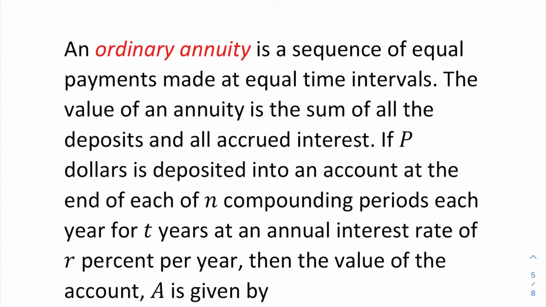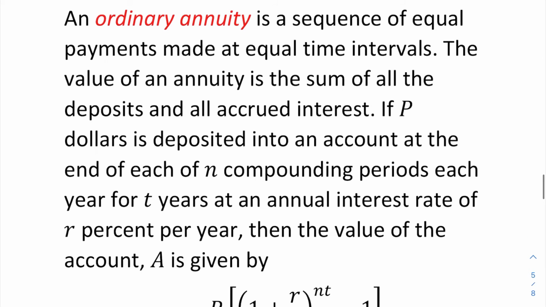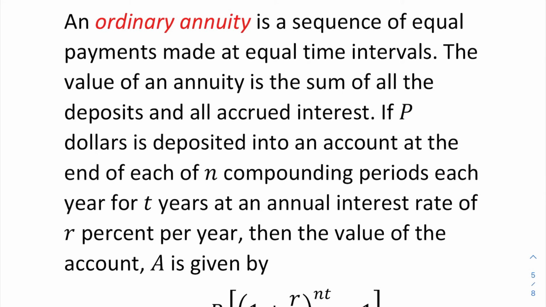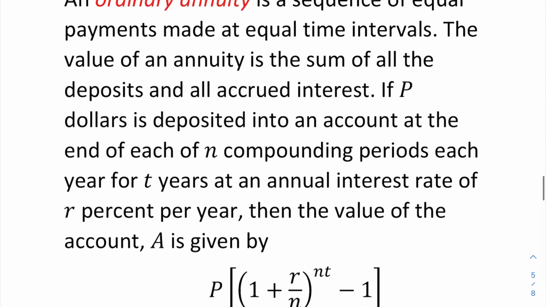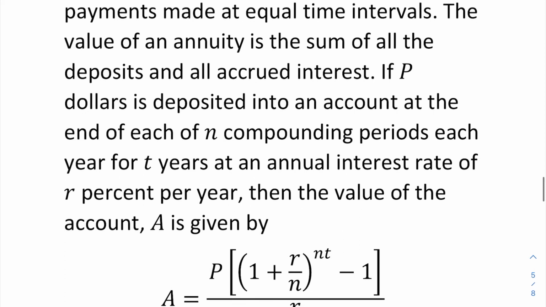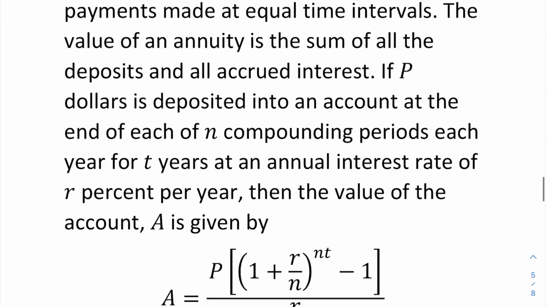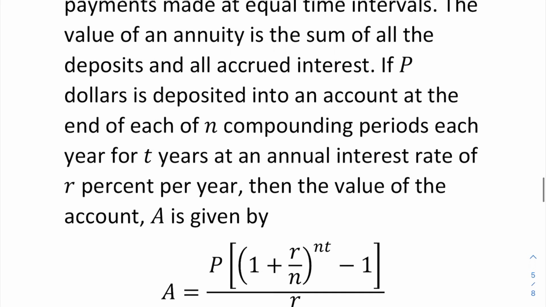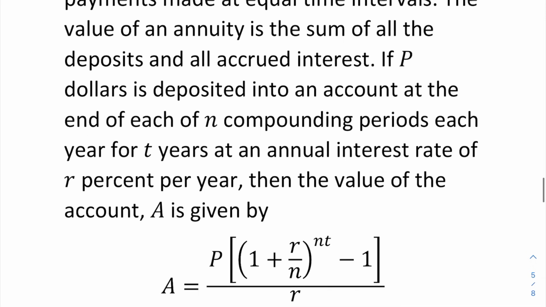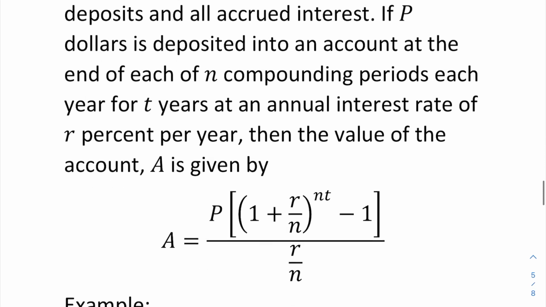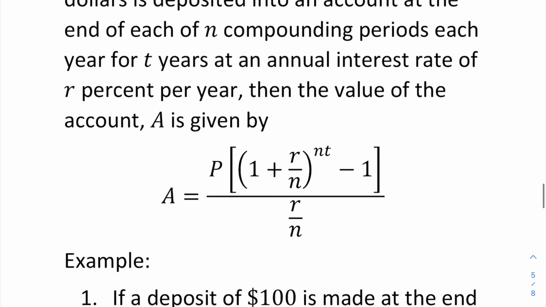If P dollars, so P is a number of dollars, is deposited into an account at the end of each of n compounding periods, each year for T years at an annual interest rate of R% per year, then the value of the account A, that's the future value of the account, is given by, and here's the formula for an ordinary annuity.